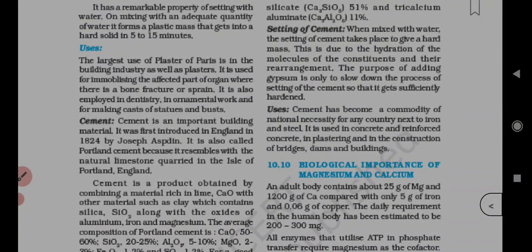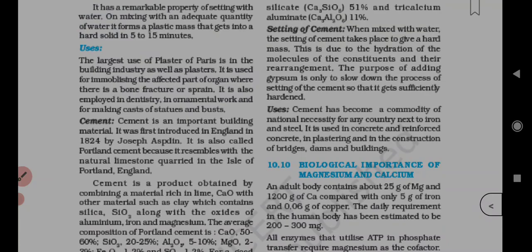Let's discuss the story of cement. So cement is an important building material. We know that for building a house, a building, a bungalow, office, anything, we need cement, right? It was first introduced in England. So cement first came from England in 1824 by Joseph Aspdin. He introduced cement in England.